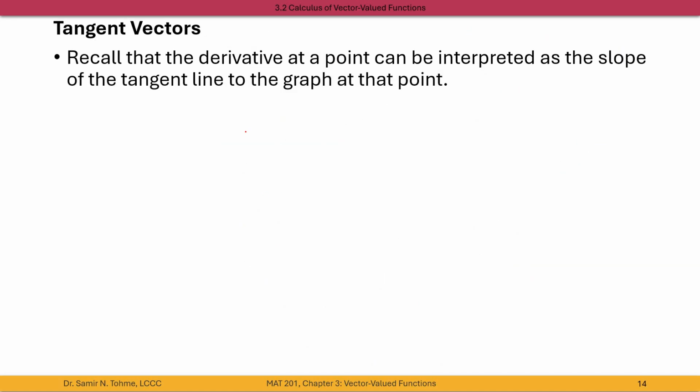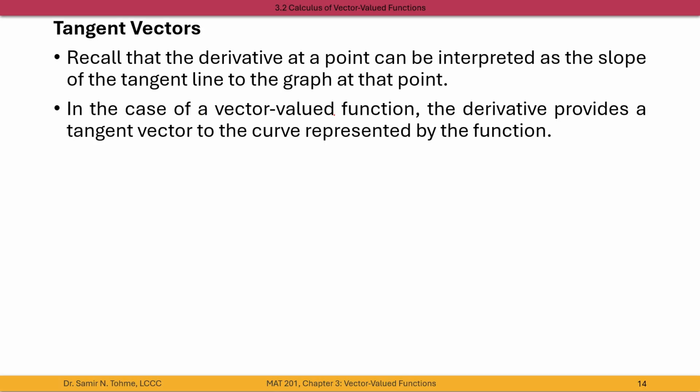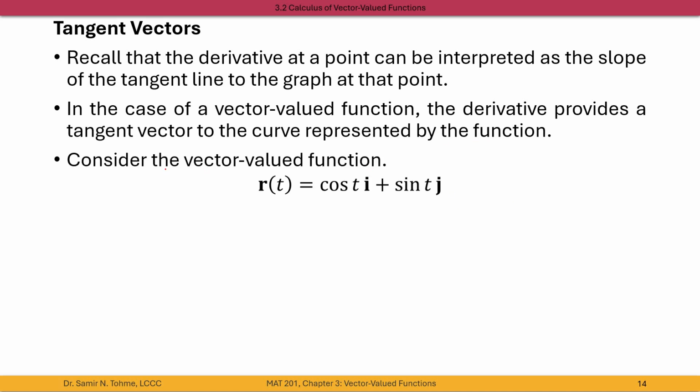Now let's discuss tangent vectors. Recall that the derivative at a point can be interpreted as the slope of the tangent line to the graph at this point, which we discussed when we recalled the basic ideas of the derivatives. In the case of a vector valued function, the derivative provides a tangent vector to the curve represented by the function. We also discussed this: the derivative is always perpendicular to its vector valued function.